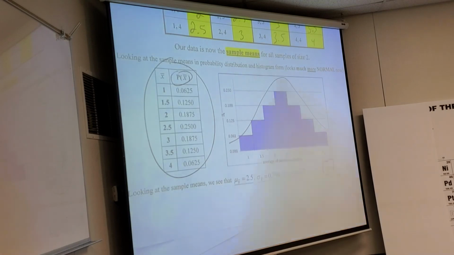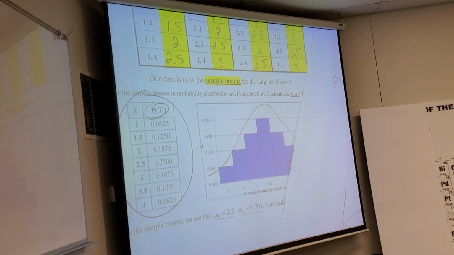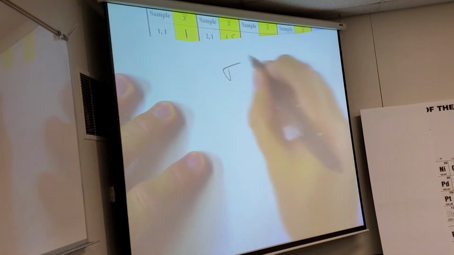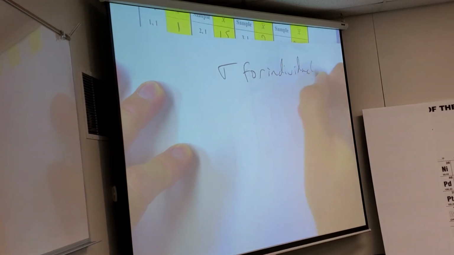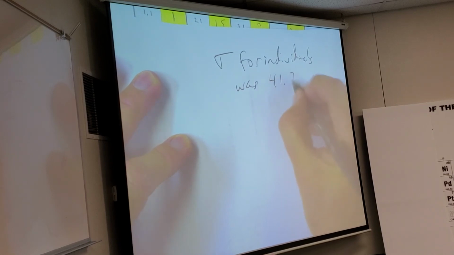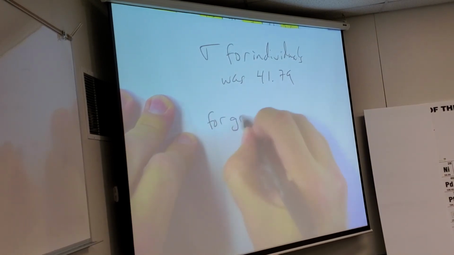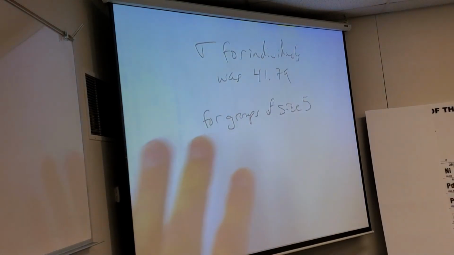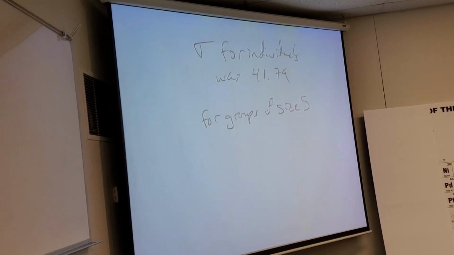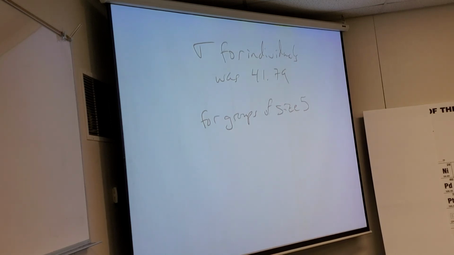Let's see. Here's one little quick example. If I knew that the standard deviation for individuals was 41.79, what would it be for groups of size 5? 208.95. What? I just multiplied by 5. Don't multiply it, do what I just said. So how do I find the standard deviation for groups?